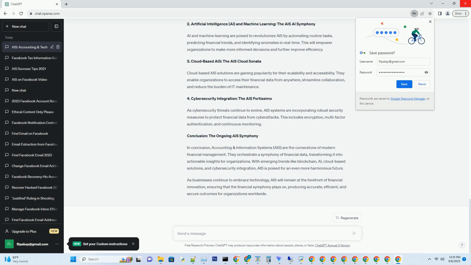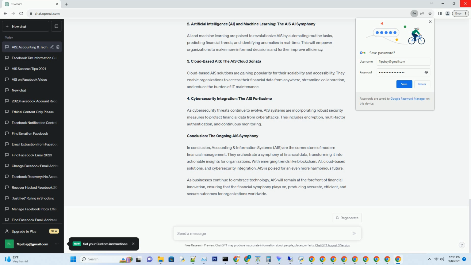Modern AIS often incorporates relational databases that link different data elements, making it easier to analyze and derive meaningful insights. With data at its fingertips, AIS conducts a flawless symphony, producing accurate financial statements and reports.